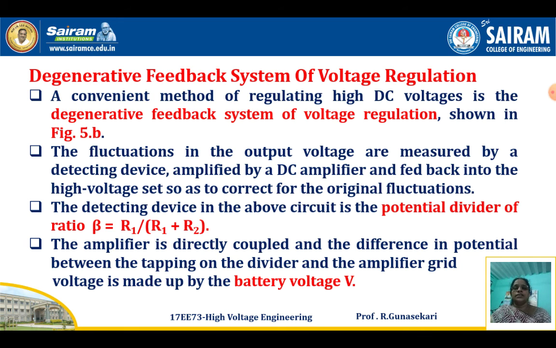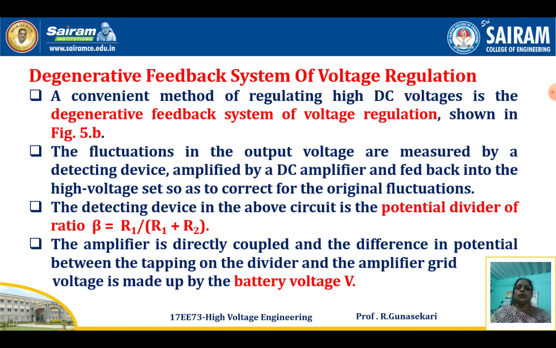Then we studied the degenerative feedback system of voltage regulation. It is a convenient method for regulating high DC voltages. We are using the degenerative feedback system of voltage regulation, which is shown in figure 5b. The fluctuations in the output voltage are measured by a detecting device, amplified by a DC amplifier and fed back into the high voltage set so as to correct for the original fluctuations.